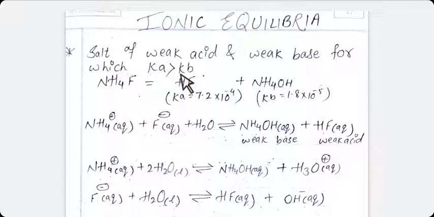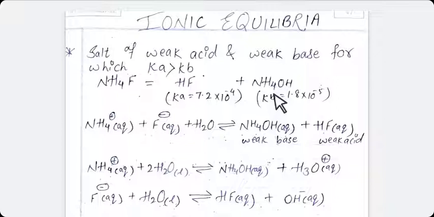Now we are taking an example here, ammonium fluoride. It is a salt of weak acid HF, hydrogen fluoride, and weak base ammonium hydroxide. So NH4F, ammonium fluoride, is a salt which is made by weak acid HF and weak base NH4OH, ammonium hydroxide.